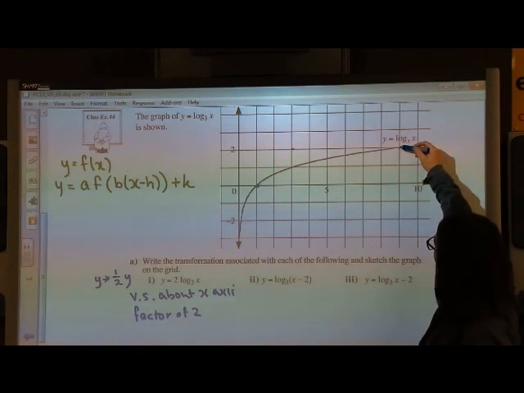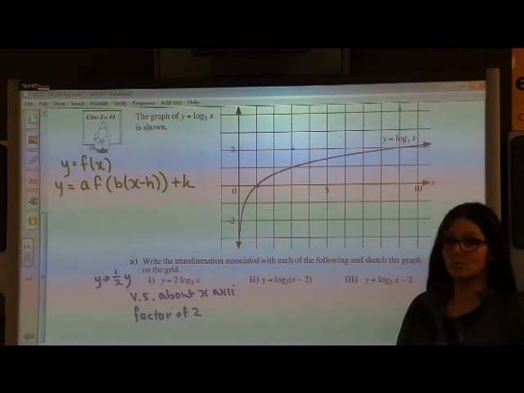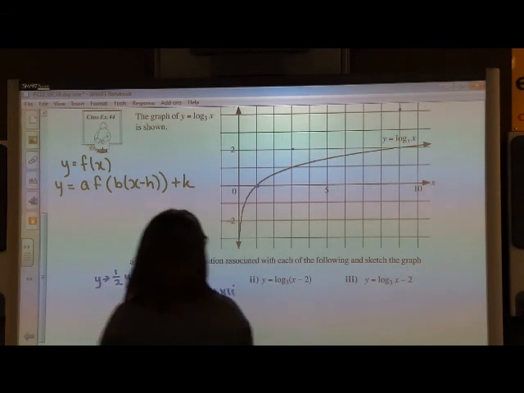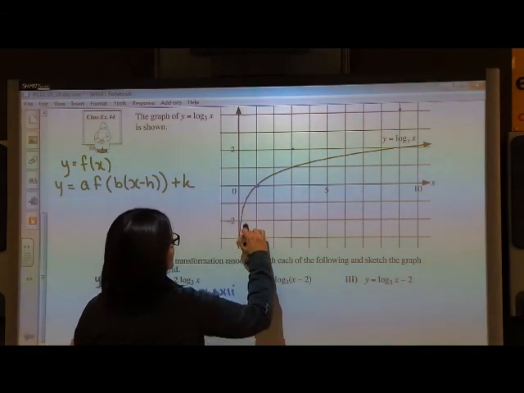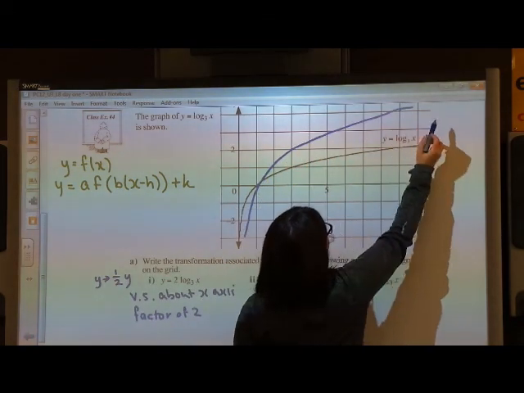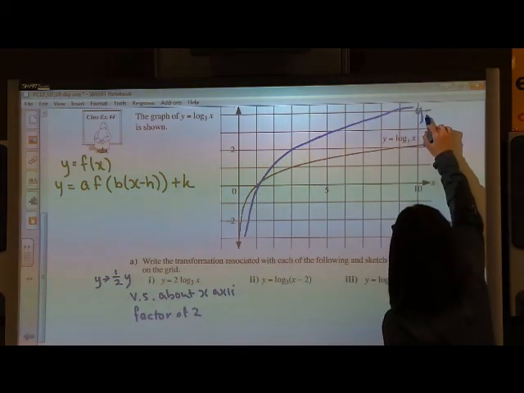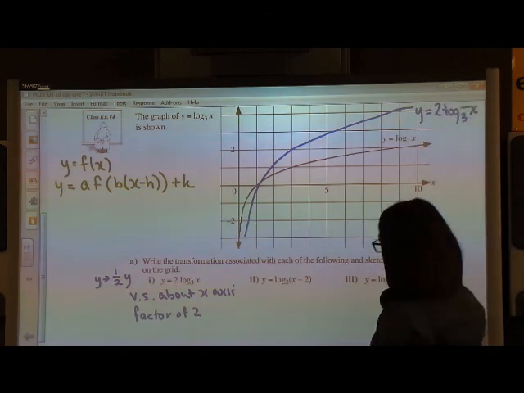Then I've got this point here when x is equal to 9. The y value is equal to 2. When I stretch it, I get a y value of 4. So my graph would look something like this. That would be my graph of y equals 2 times log base 3 of x.